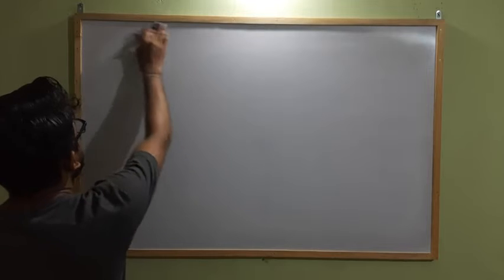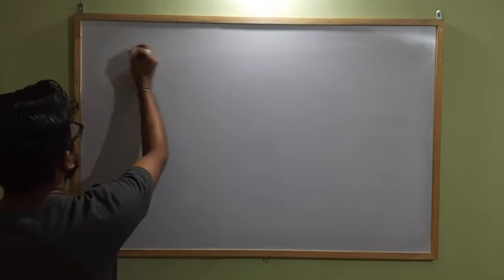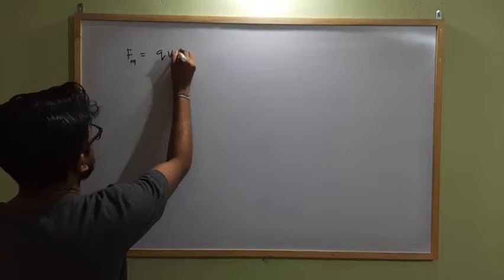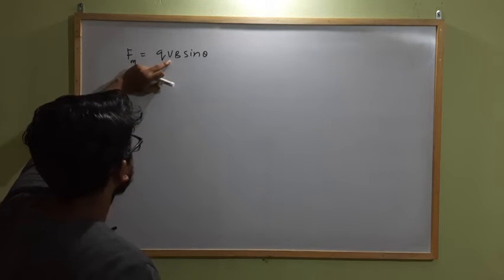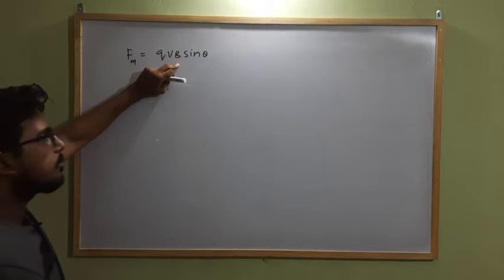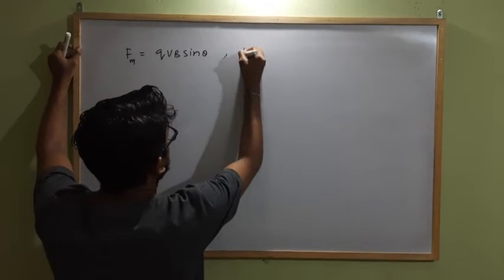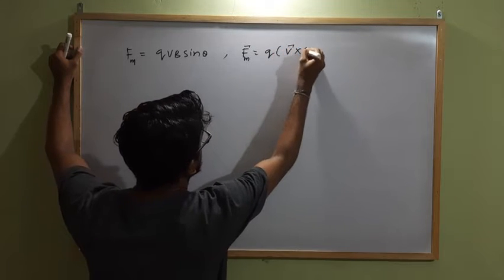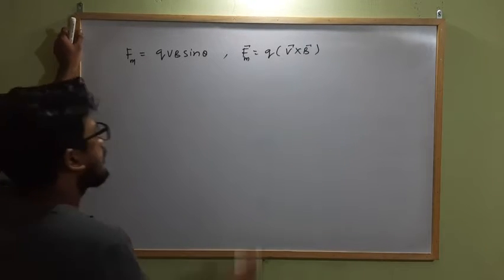First of all, we have to recall the formulas regarding the motion of a moving charge in an external magnetic field. The first formula, for the magnetic force Fm, is Q V B sin theta in scalar form. Q is the amount of charge, V is the speed of the charge, B is the magnetic field strength, and theta is the angle between the direction of B and V. In vector form it is F equal to Q into V cross B, where V cross B is the cross product of the velocity vector and the magnetic field vector.